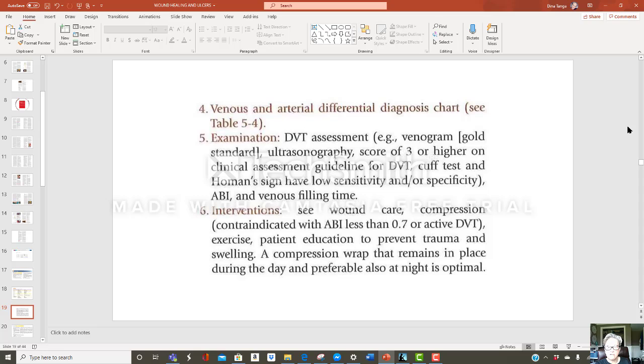Intervention, wound care, compression. Contraindicated if ABI is less than 0.7 or active DVT. So compression is contraindicated if ABI is less than 0.7. Other interventions include exercise, patient education to prevent trauma and swelling. A compression wrap that remains in place during the day and preferably also at night is optimal.